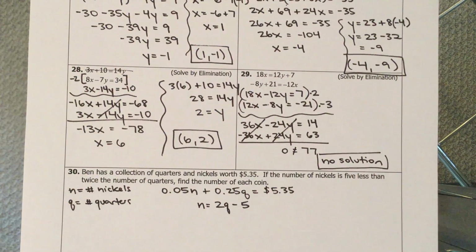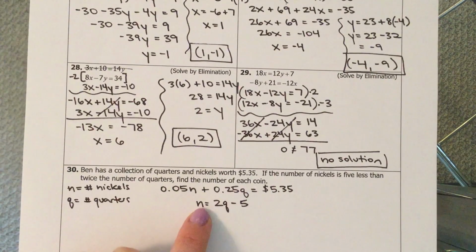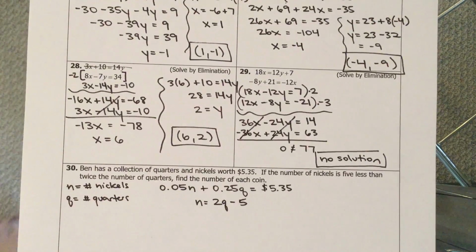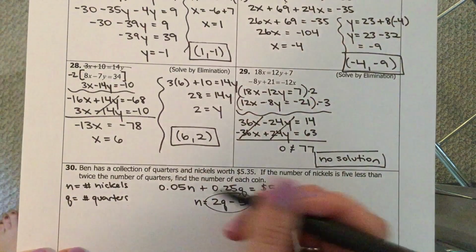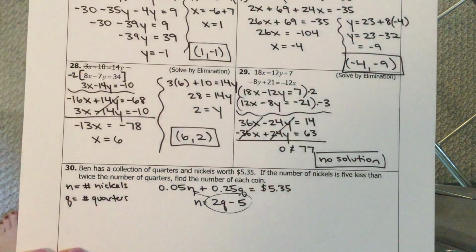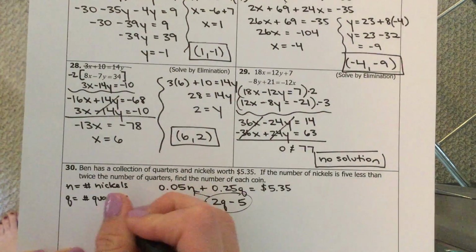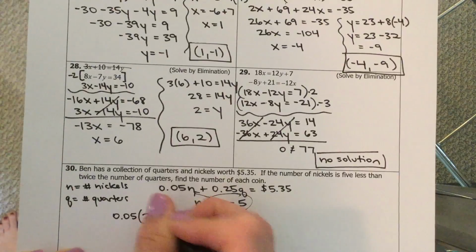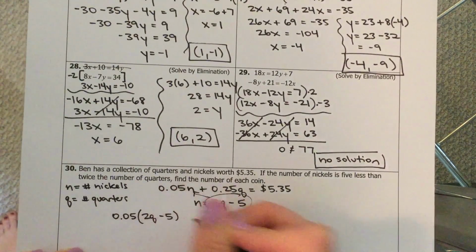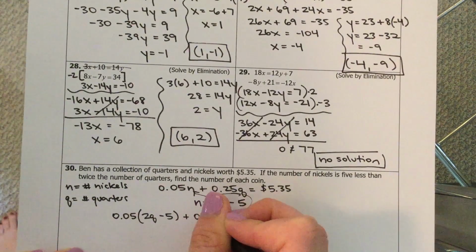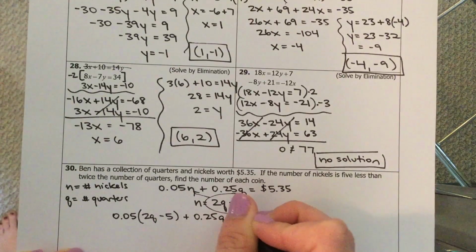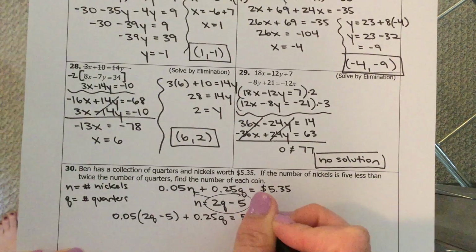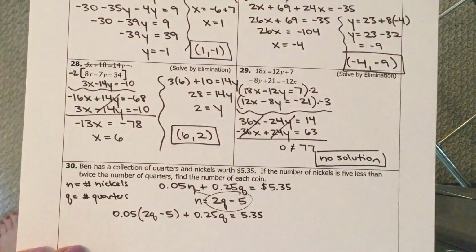All right, so a couple of options here. You could do a substitution, you could do elimination. This one is nicely set up for substitution just because one of the variables is already by itself here. So I'm going to use substitution. So I'm going to take this expression and sub it in for that N right there. So 0.05 N, but in place of N, I'm going to have 2Q minus 5 plus 0.25 times Q is equal to $5.35. So we're dealing with some decimals.